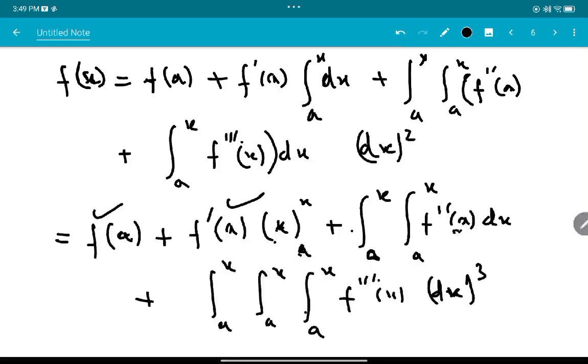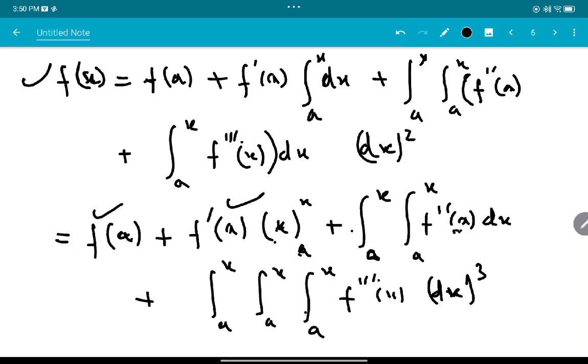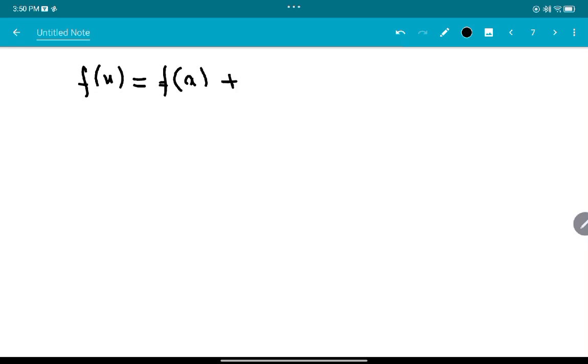You will get now. What will you get? Let us see. First we write f x. This f x is equal to f a, the first term. At least we can write them easily. f x is equal to f a plus, now the second term, the second term is f dash a x minus a. Yes, f dash a x minus a.